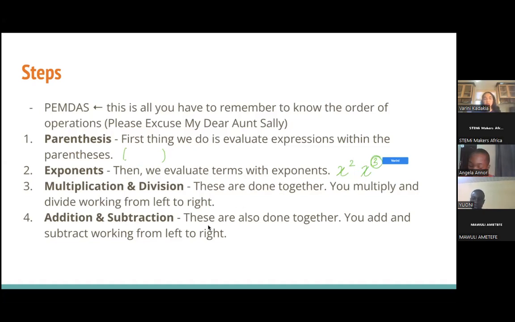Multiplication and division are done together. You can multiply and divide working from left to right. That's very important. Addition and subtraction are also done together, and you can add and subtract again, working left to right. If some of this doesn't make sense to you, we'll go over some practice problems that will help clear up some confusion, especially with the multiplication, division, and then the addition and subtraction. But so far, does anyone have any questions?